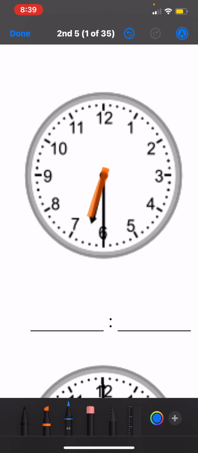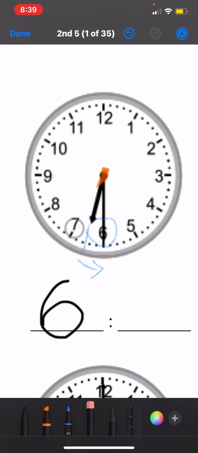Now, if I keep pointing where the arrow is, you're gonna look before that and it gives you 6. That means that it's at the hour 6. And if you look at the minute hand, it is right on the hour 6.